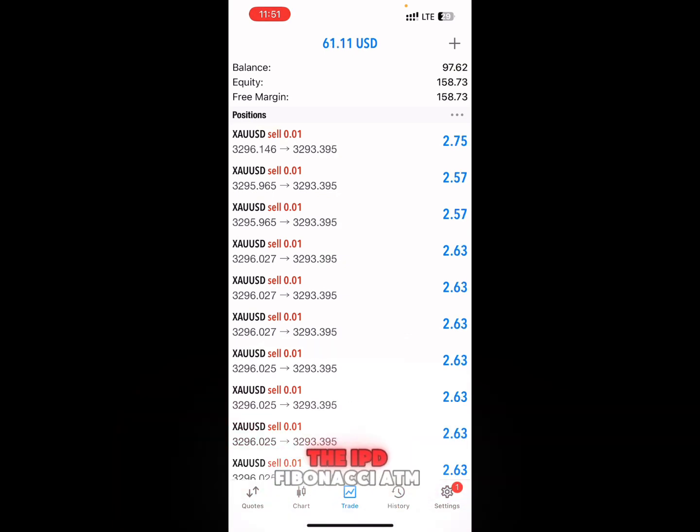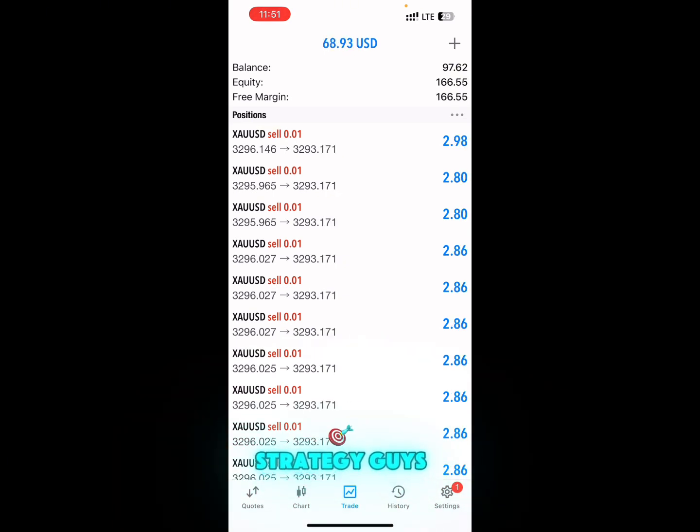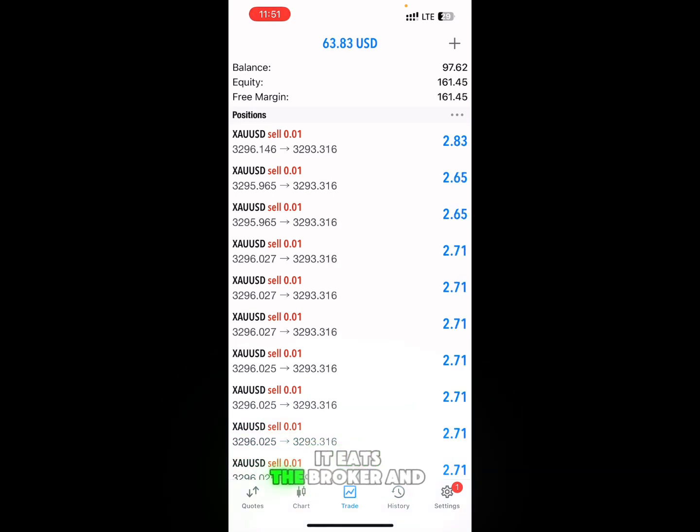Okay, so this is the IPD Fibonacci ATM strategy. Guys, it eats the broker.